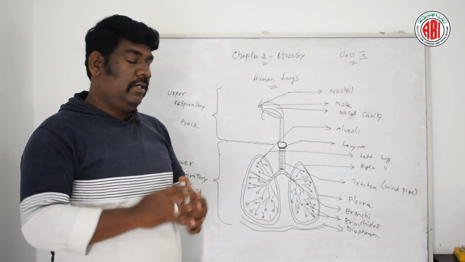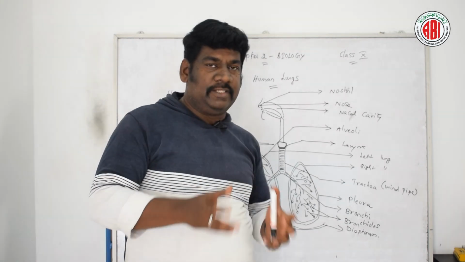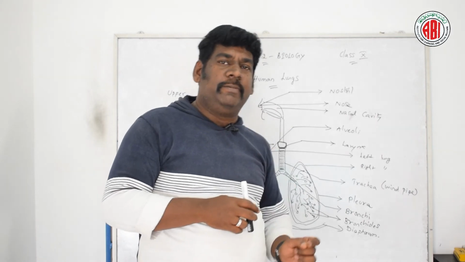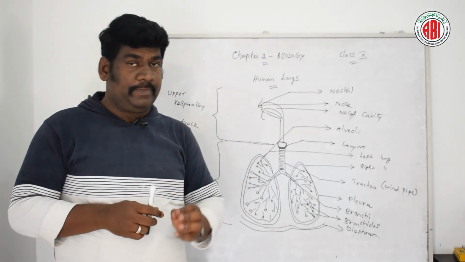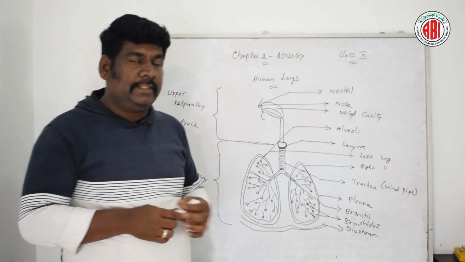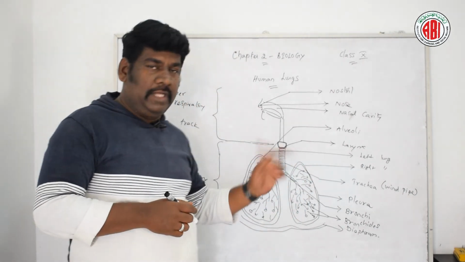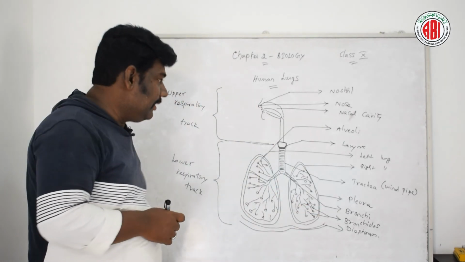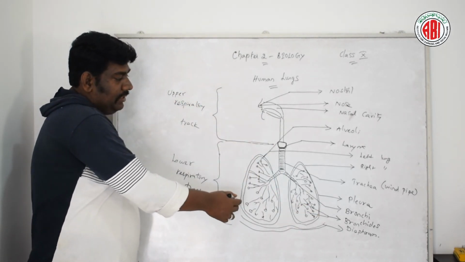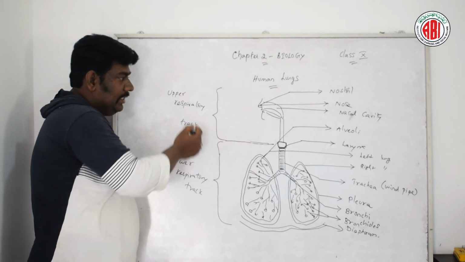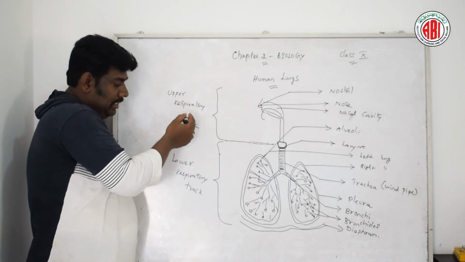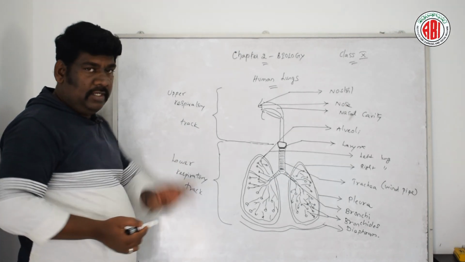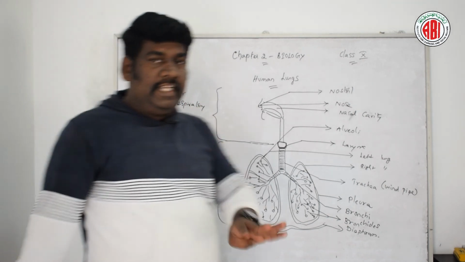Now how to remember the labelings? Very simple. Minimum 6 labelings must be done, and these 6 are the most important labelings. First, lungs. There are 2 lungs, right lung and left lung. 2 labelings done. Next, in the entire diagram you see, until this larynx it is called the upper respiratory system, and below that it is called the lower respiratory system. 4 labelings done.